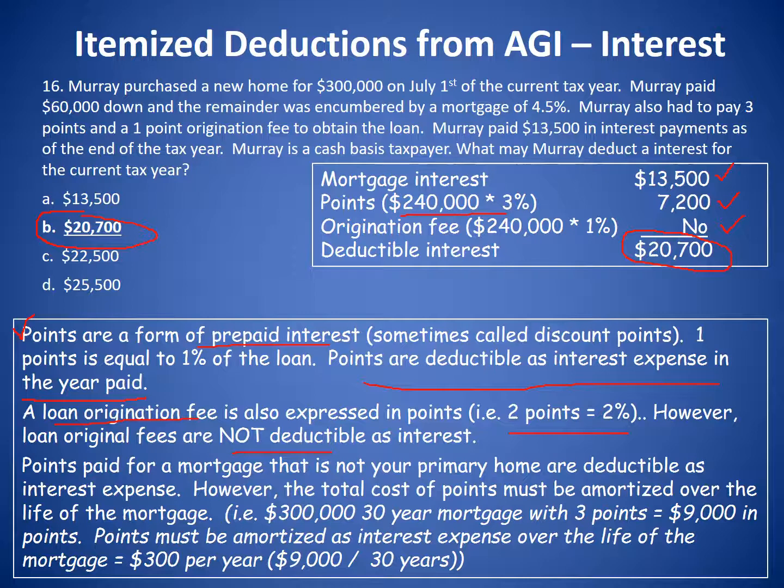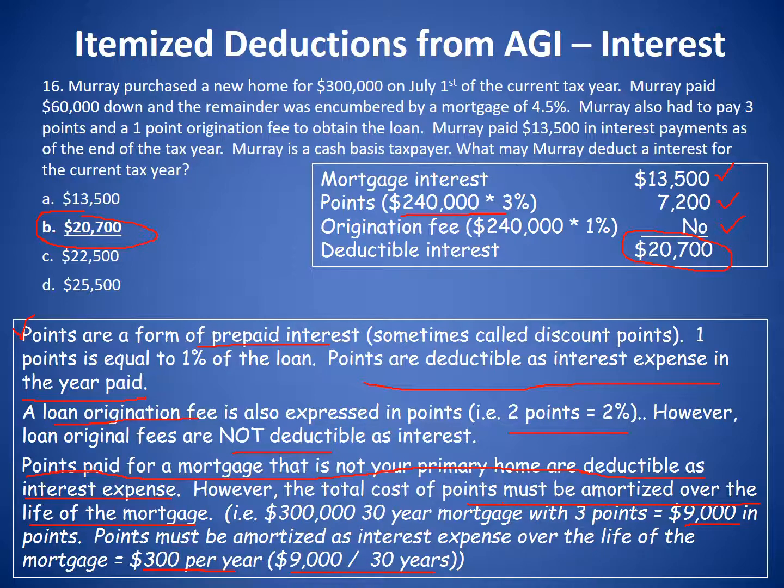Now, points are interest, and points paid for a mortgage that is not your primary home are deductible as interest expense, but there's a catch. The total cost of the points must be amortized over the life of the mortgage. So as an example, if you had a $300,000 30-year mortgage with 3 points, that would be $9,000 in effect in prepaid interest. So those points must be amortized as interest expense over the life of the mortgage, or in effect $300 a year, which is your $9,000 point cost over 30 years.